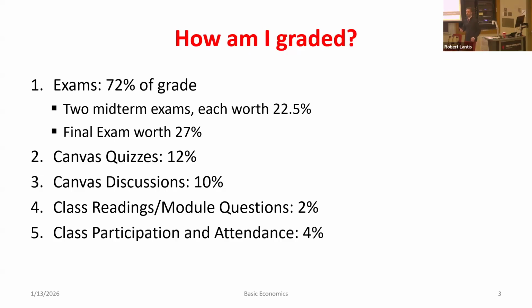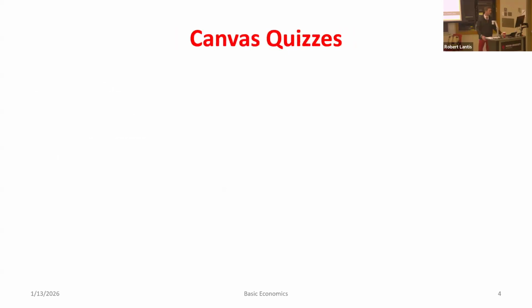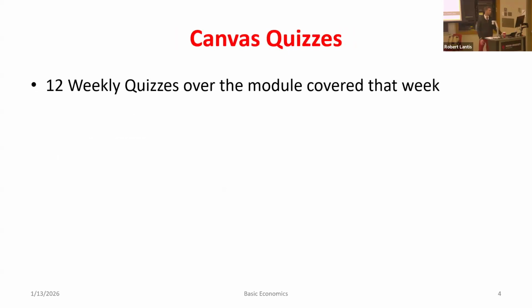And then in-class participation, which basically is attendance. I'm going to be using in-class quizzes. That's another 4%. Once again, these should be some pretty easy points as long as you're showing up and paying any ounce of attention in class, okay? So we'll go a little more in depth into each one of these categories.